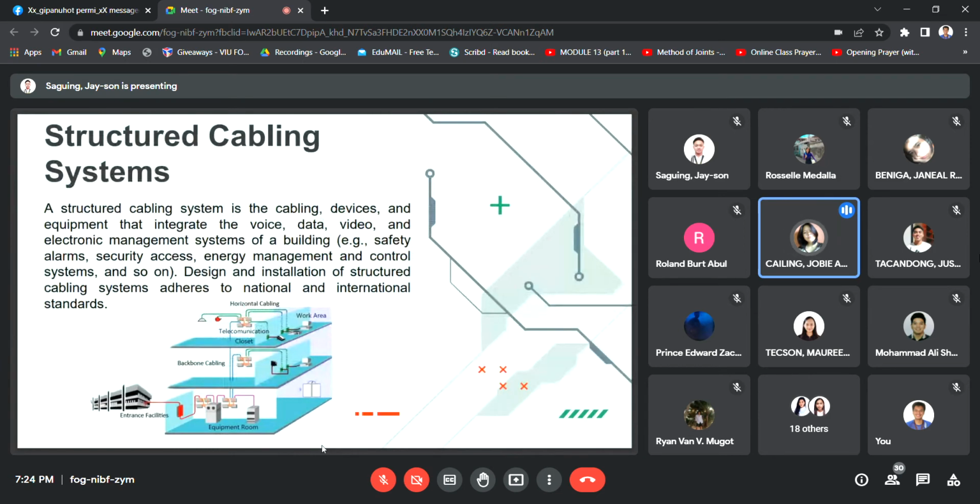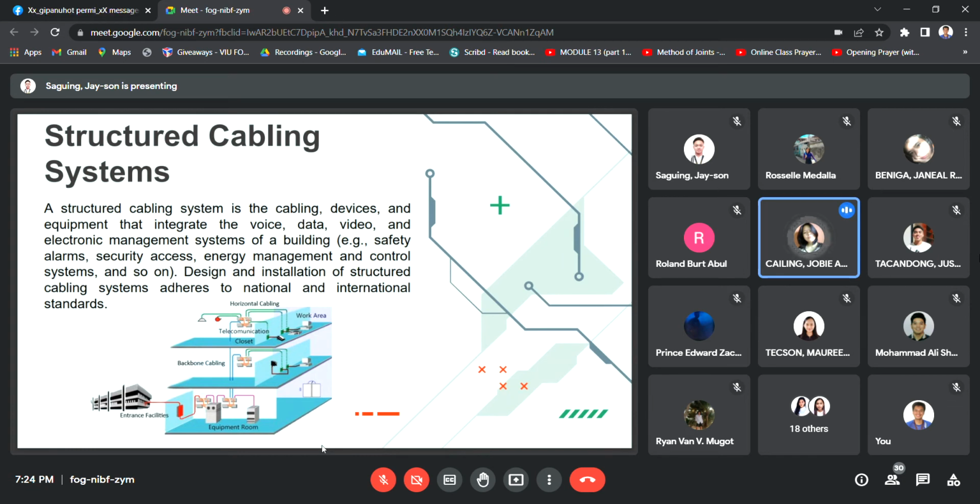So we have here the structured cabling systems. So a structured cabling system is the cabling, devices, and equipment that integrate the voice, data, video, and electronic management systems of the building, such as the safety alarms, security access, energy management and control systems, and so on. Design and installation of structured cabling systems adheres to national and international standards.